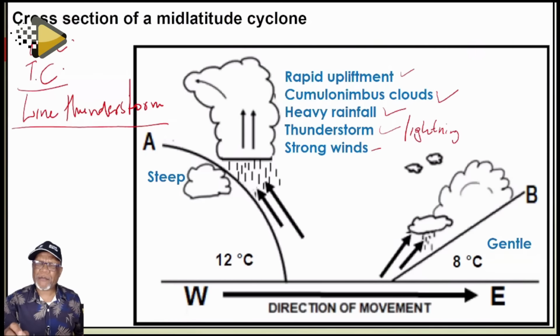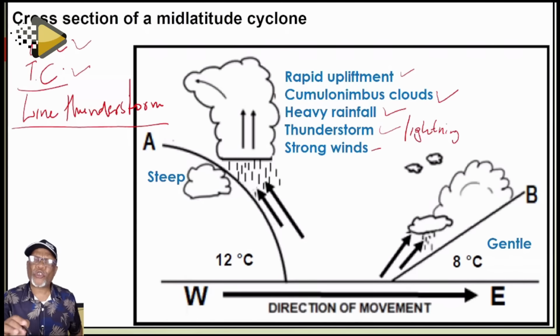What are the impacts of these clouds? They will be the same. The impacts of cumulonimbus clouds, whether it is cumulonimbus clouds with a mid-latitude cyclone, cumulonimbus clouds with a tropical cyclone, or cumulonimbus clouds with a line thunderstorm. So long as you have cumulonimbus clouds, the environmental impact will be the same. Let's look at the environment.